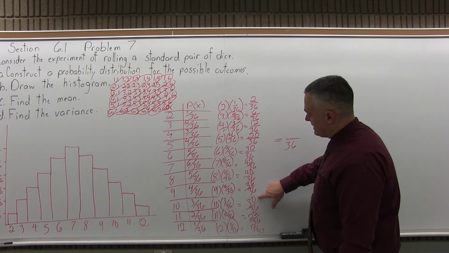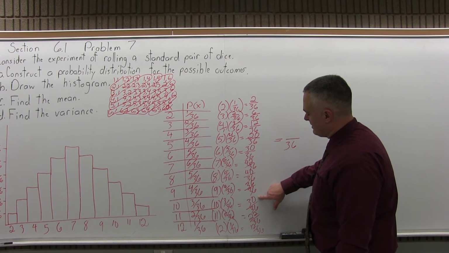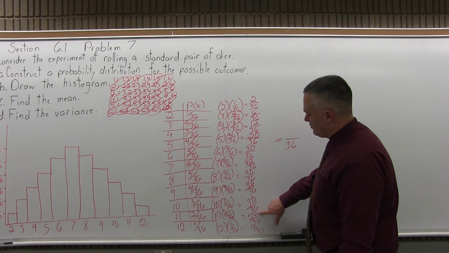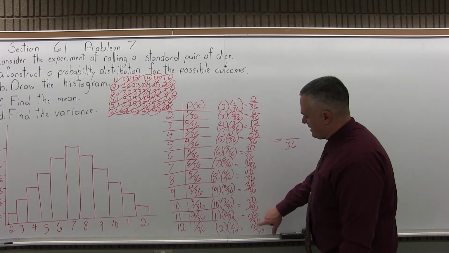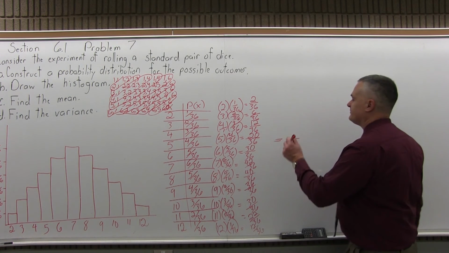Plus 30 is 218. Then I'm going to have 240, and then 252.